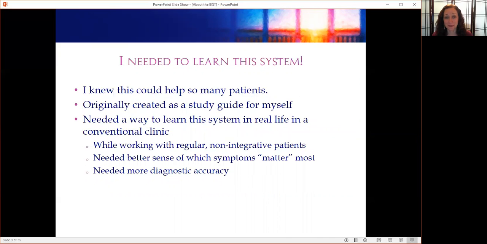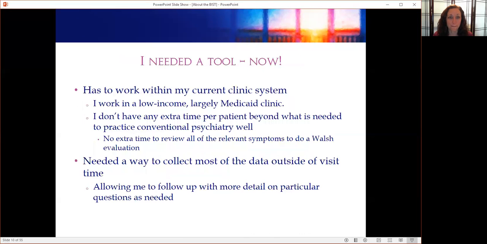So I needed to learn this system because I knew it could help patients. I was, like I said, so inspired by Dr. Walsh's work that I originally created this tool as a study guide for myself. I needed a way to be able to learn the system in real life in a conventional psychiatry clinic, which is where I was working at the time, and while working with regular non-integrative patients. So I needed a better sense of which symptoms really mattered, which ones I could disregard, which were just sort of informational. And I needed a lot more diagnostic accuracy than I was getting. I was honestly, at that first training, it was chance at best whether I got the diagnosis correctly for what Dr. Walsh was predicting. And I needed a tool, and I needed it right then.